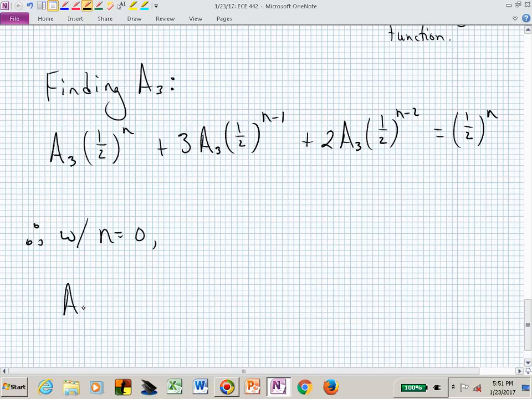Now we have a sub 3. I apologize for my 3's. For some reason, I can't seem to write a very clean or legible 3. But what do I multiply that by? 1/2 to the 0, which is 1. So I'm done. What about the next one?